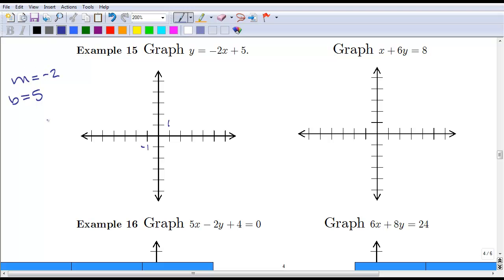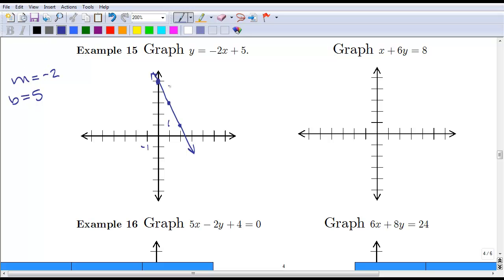Our y-intercept, meaning the place that we intersect the y-axis, is at the point 5. And then we have a slope of -2, so we're going to go down 2, right 1, down 2, right 1. And again, we always want to make sure that we have 3 points that we are connecting so that we are actually getting a straight line and we haven't made any errors.